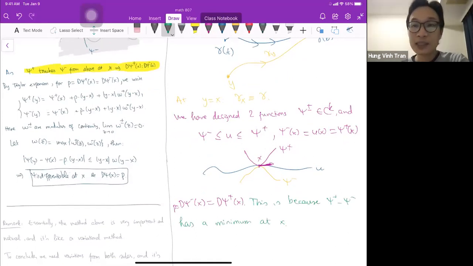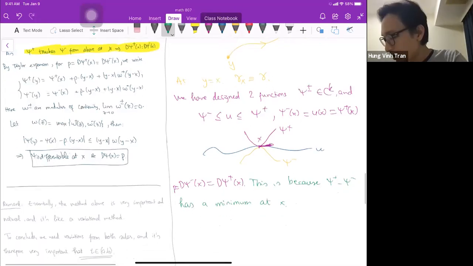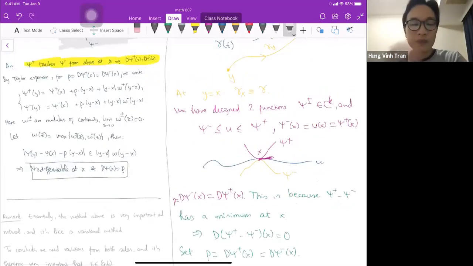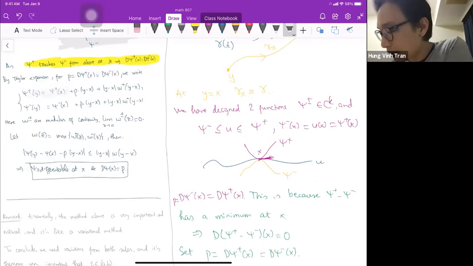Because c plus minus c minus is always non-negative and is equal to 0 at x, it has a minimum at x. So clearly the gradient of c plus minus c minus at x is equal to 0, so we can just set p to be dc plus of x, which equals dc minus of x. Okay? And then you can do a little bit of Taylor expansion, or just write out the definitions of differentiability.